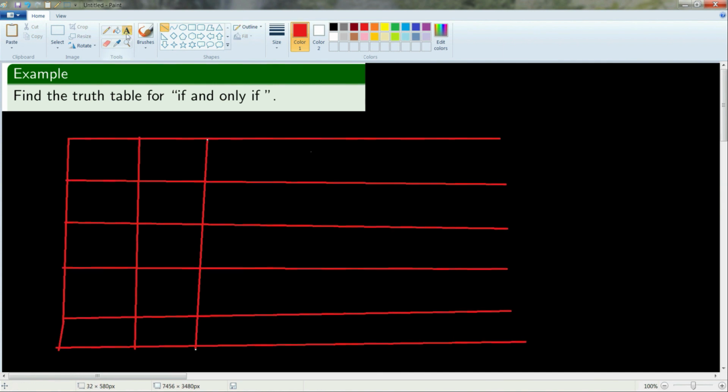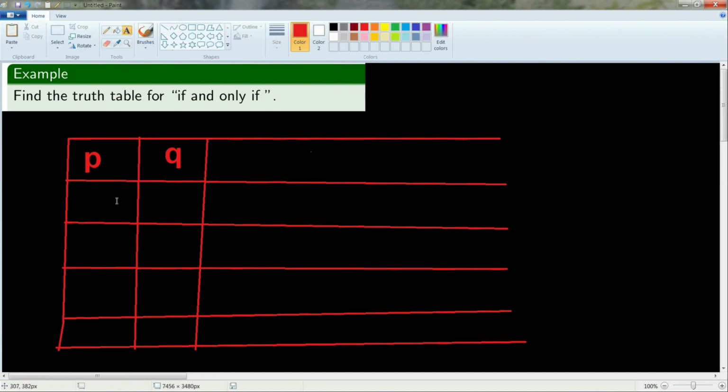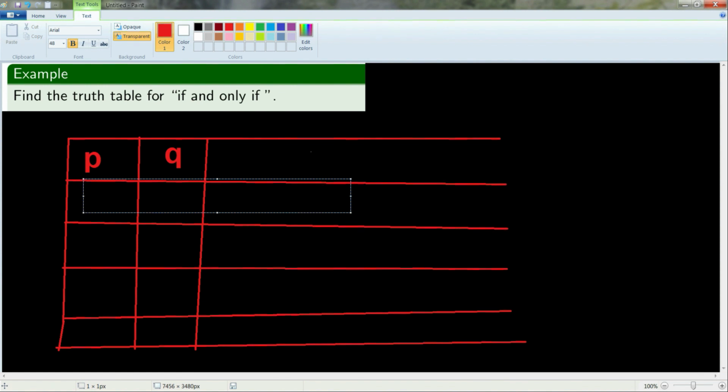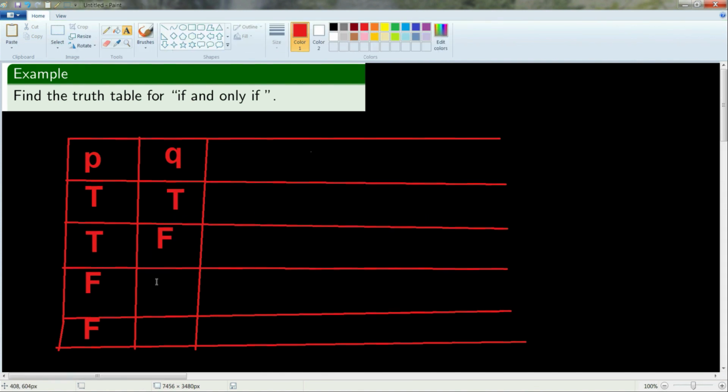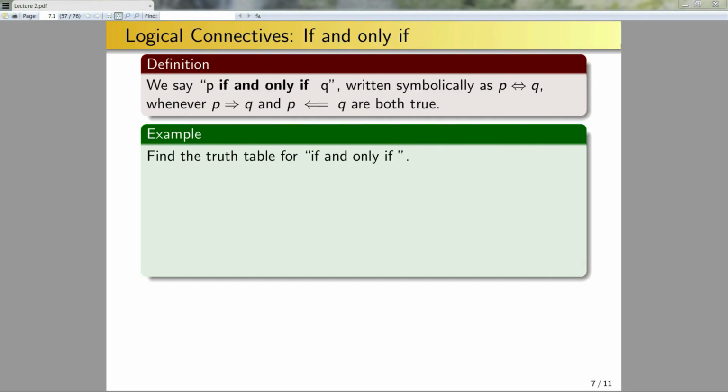So let's draw a table. Okay, so here I'll put P and over here I will put Q. So the possible truth values of P and Q, well, P again can be true or false. And if P is true, then Q could either be true or false. And if P is false, then Q could either be true or false. So now I know if and only if is true precisely when both P implies Q and P is implied by Q are true. So let's build a truth table for P implies Q and P is inferred by Q.